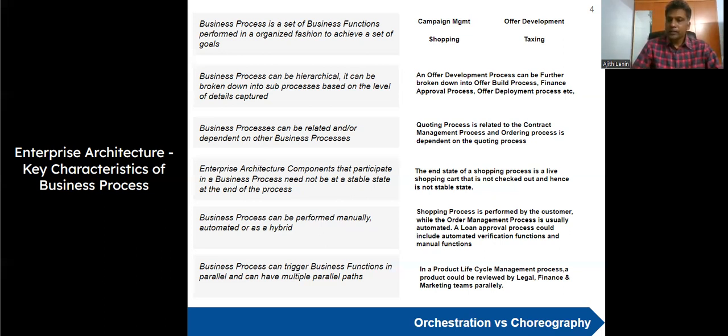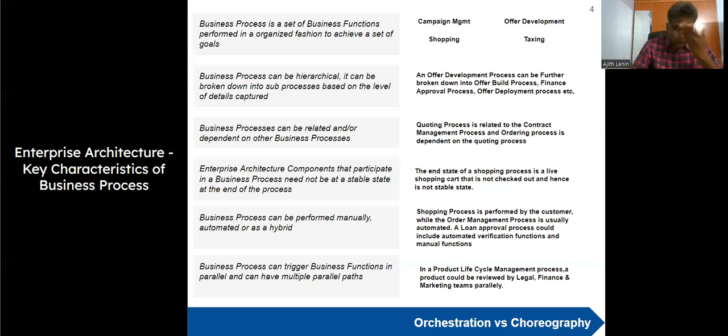Enterprise architecture components that participate, that include the business entities or any other components like the process object or the functional object, everything need not be in a stable state. In the last video, we looked at business service: when a service is complete, all the architecture components need to be at a stable state because there is no further action needed. But when you look at the process, that's not needed, because the process could be a part of that service offered.